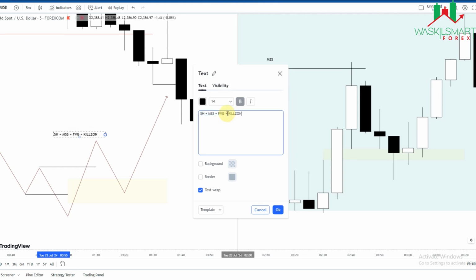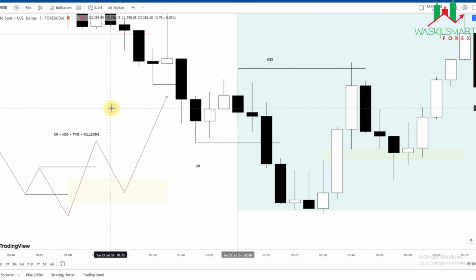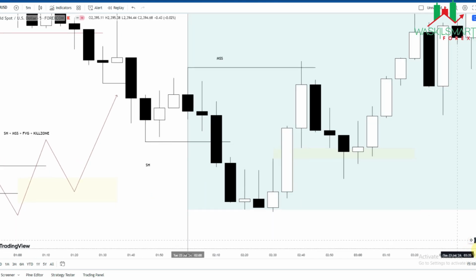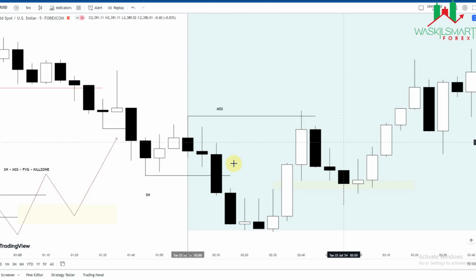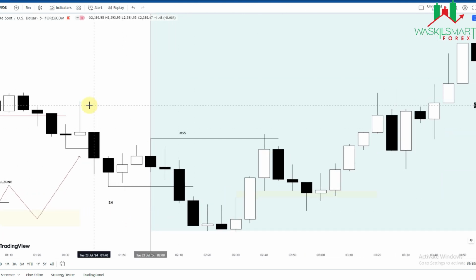So these four keys must come together for you to be a buyer or a seller using the strategy. You must combine these four things together. Are you in the KILLZONE? Yes. Do you have your stop hunt? Yes. Do you have your market structure shift? Yes. Do you have your fair value gap? Yes. Your fair value gap is your entry point. Your fair value gap is your entry criteria. You see what you are going to enter from. That's where your fair value gap is.